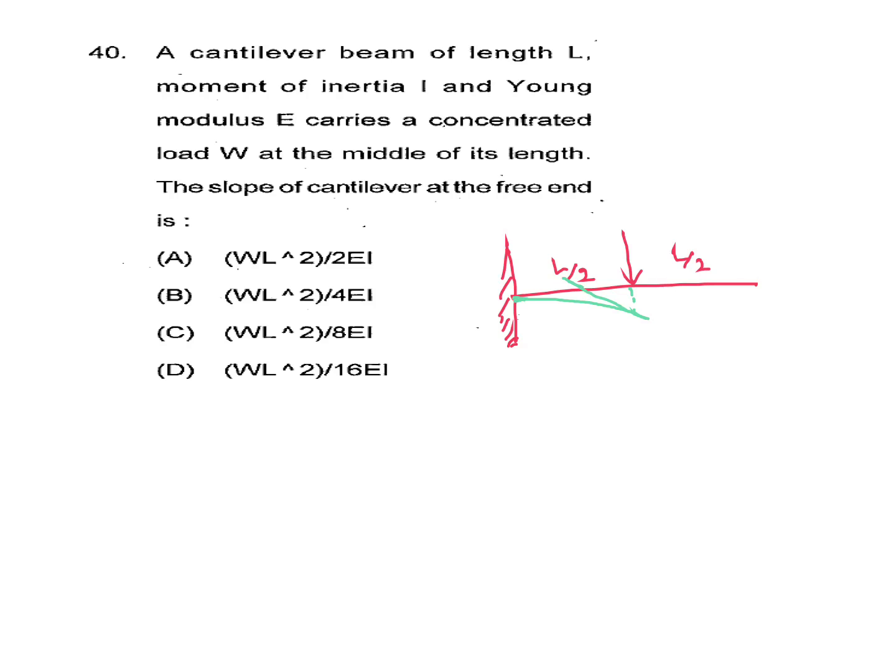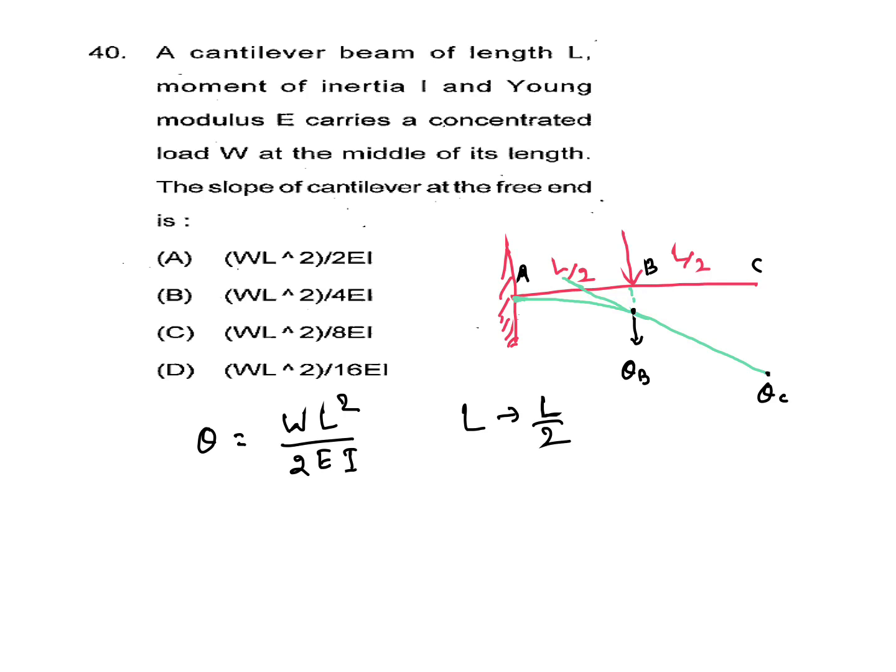Let it be point A, B, C. At C point we have to calculate the slope. At C point no load, so B point slope is same slope at point C. For cantilever beam, slope formula is WL square by 2 EI. Here length is L by 2. So slope at B equal to slope at C, W(L by 2) square by 2 EI, WL square by 8 EI. This is our answer.